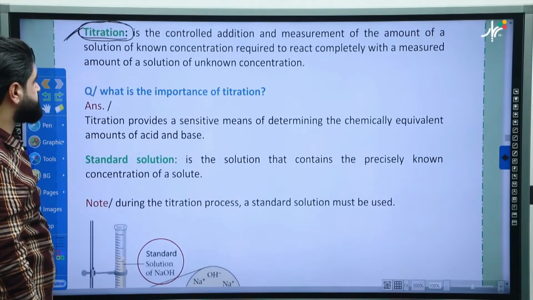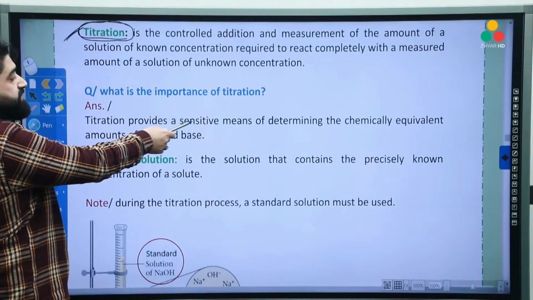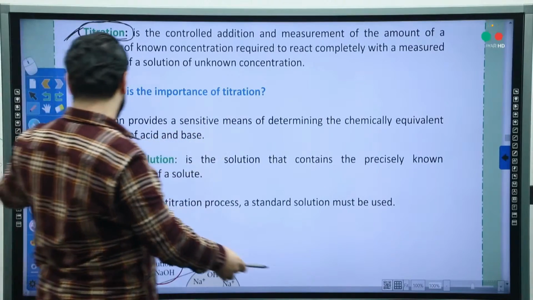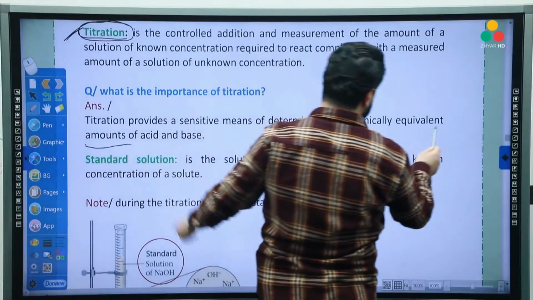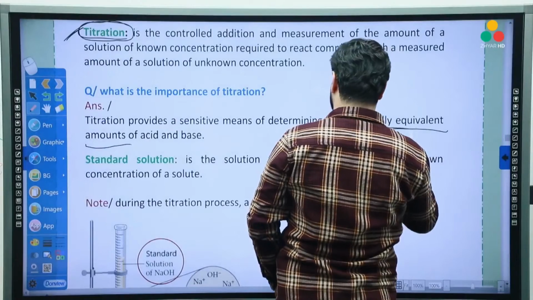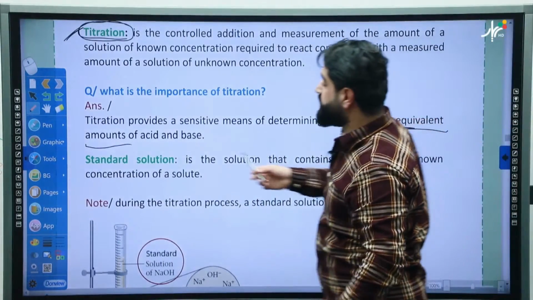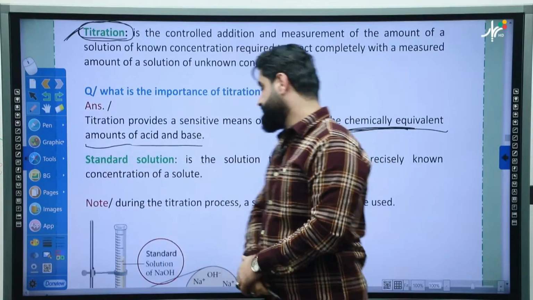What is the importance of titration? Titration provides a very sensitive means of determination of the chemical equivalence amount of acid and base. So the benefit of titration is determining the chemically equivalent amounts of acids and bases.